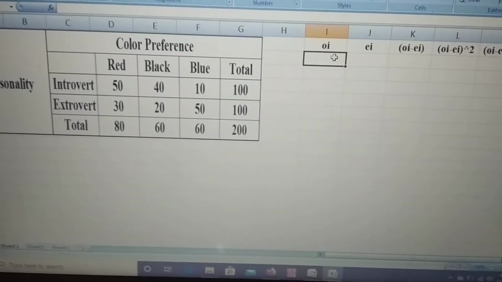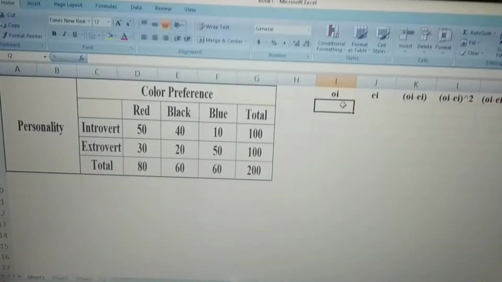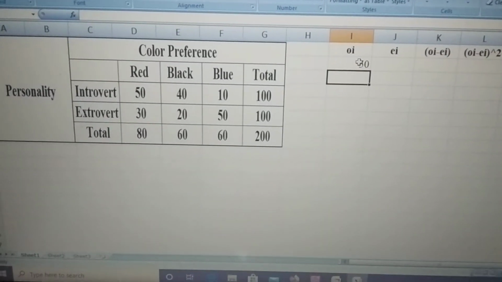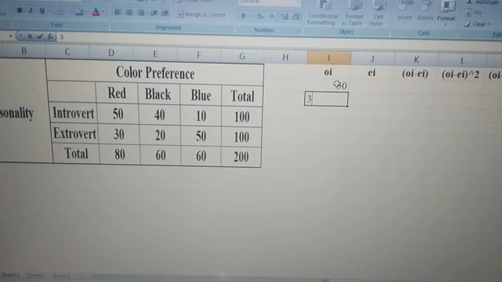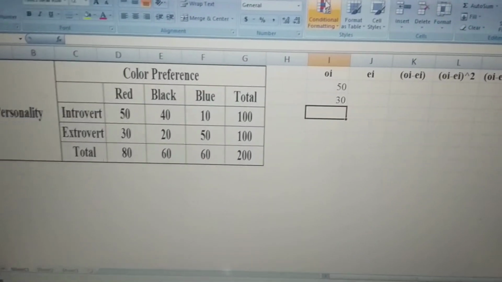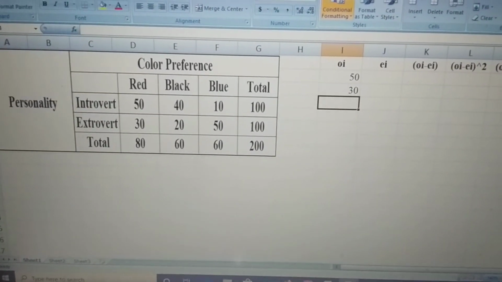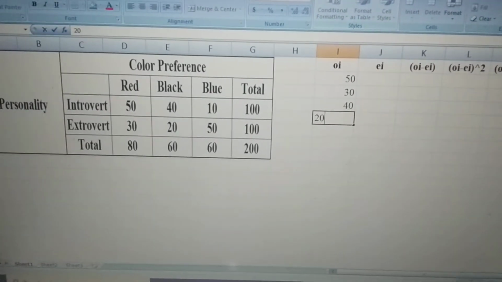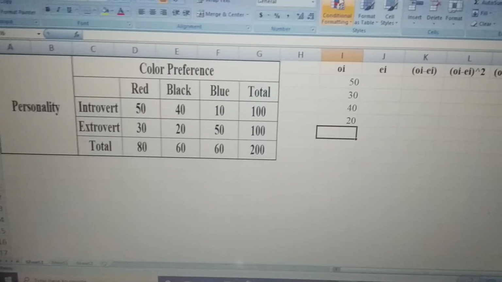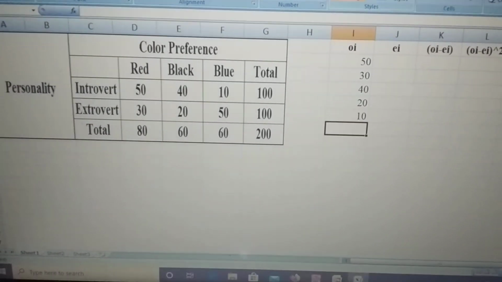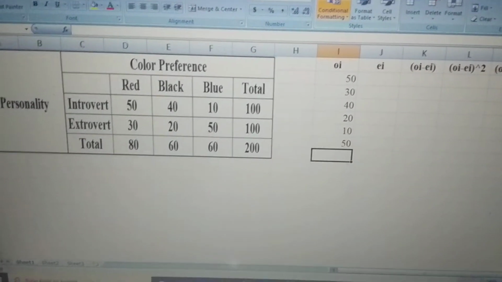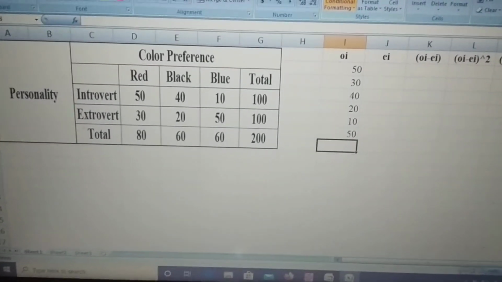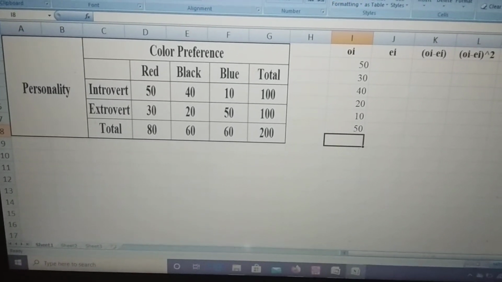The observed values: 50, then 30, then 40, then 20, then 10, and then 50. It's totally up to you whether you do it column wise or row wise.